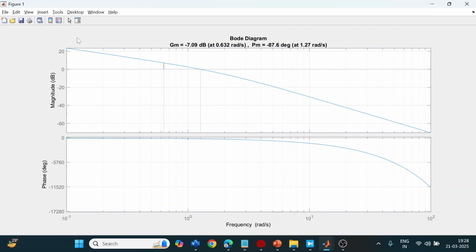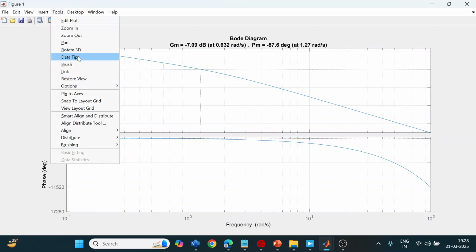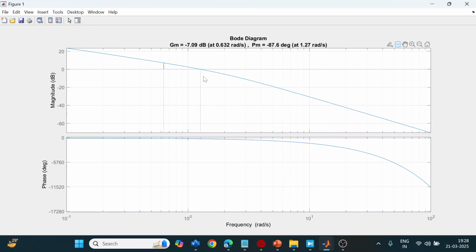If you want to analyze further with this tool, go to the tools option and take a data tip. At any point, click on the top graph or the bottom graph, and you can see a pointer come into the picture, and that pointer you can drag. You can drag it and see at 0.632, wherever it comes, that 0.632 is a very low value.